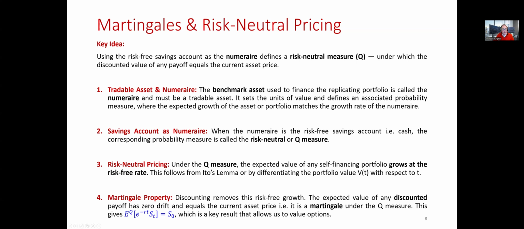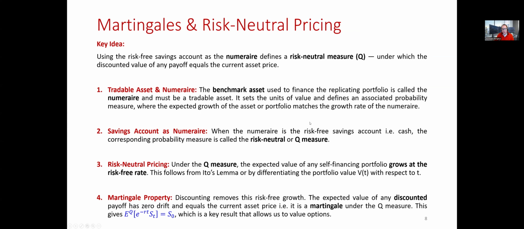So let's look at the steps involved in that statement. What do we actually mean? We have a tradable asset and a numeraire. This is the benchmark asset used to finance the replicating portfolio. The benchmark asset is called a numeraire, and it must be a tradable asset. This benchmark asset sets the units of value and defines an associated probability measure where the expected growth of the asset or portfolio matches the growth rate of the numeraire.